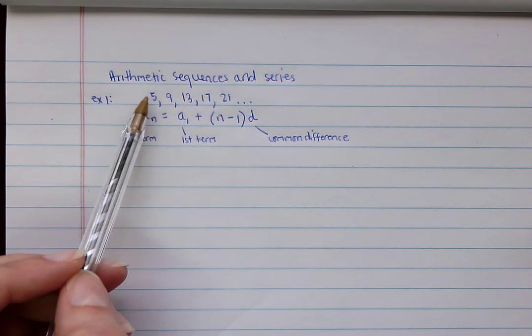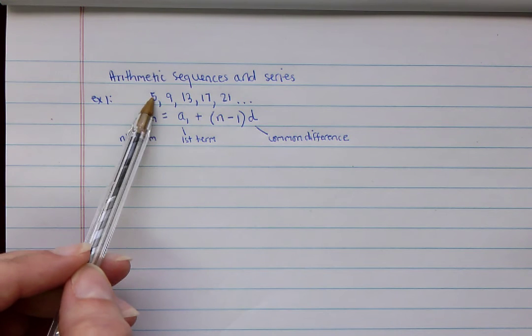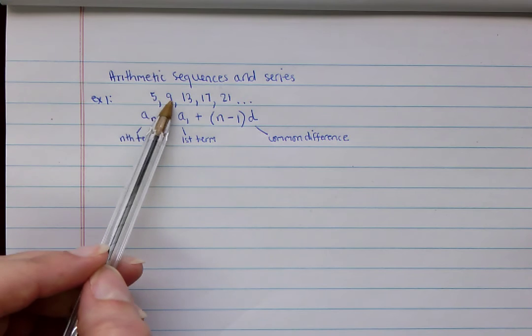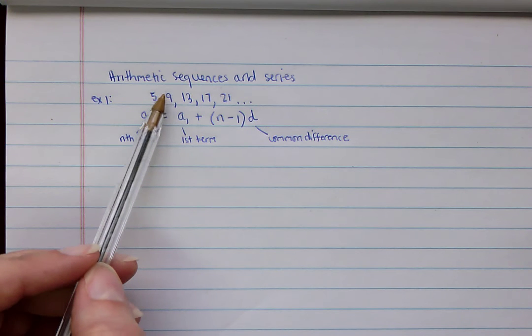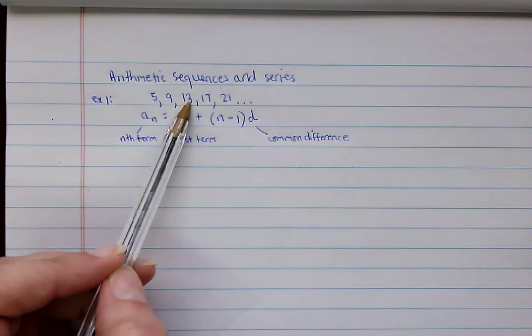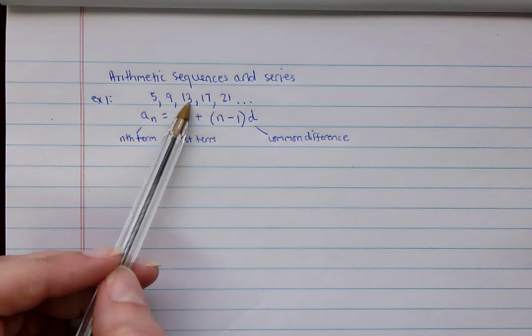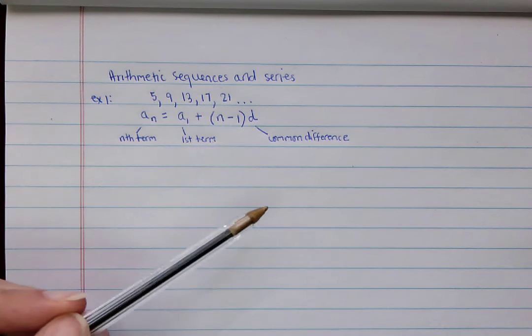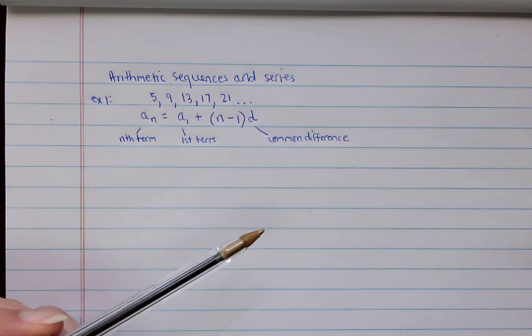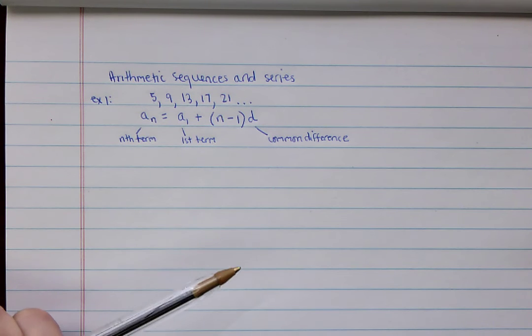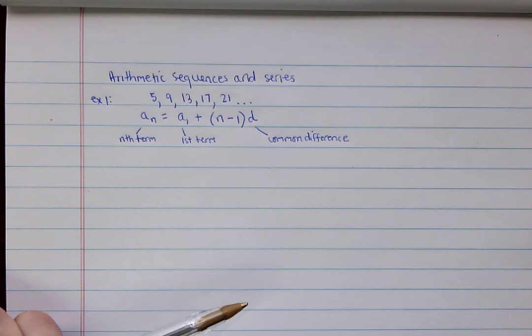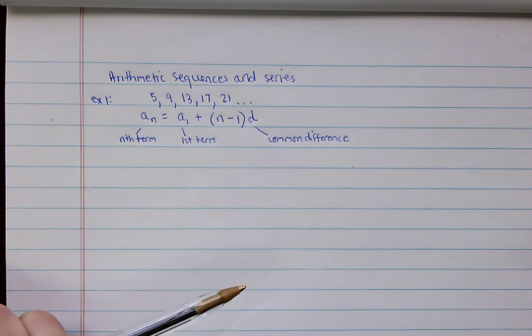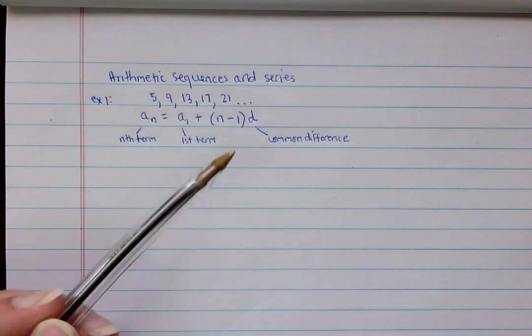For arithmetic sequences, all that's being done is you're adding a number to the first term to get the next term. And then you're adding the same number to this term to get the next term. So if you add the same amount to get the next term, that's called an arithmetic sequence. The formal definition is a sequence in which each term after the first is obtained by adding a fixed amount to the previous term. That fixed amount that you add is called the common difference.